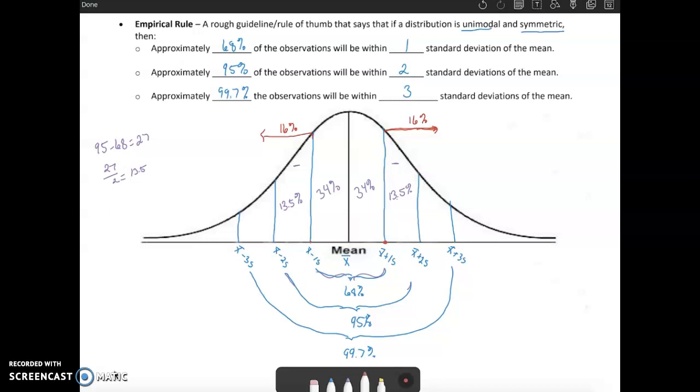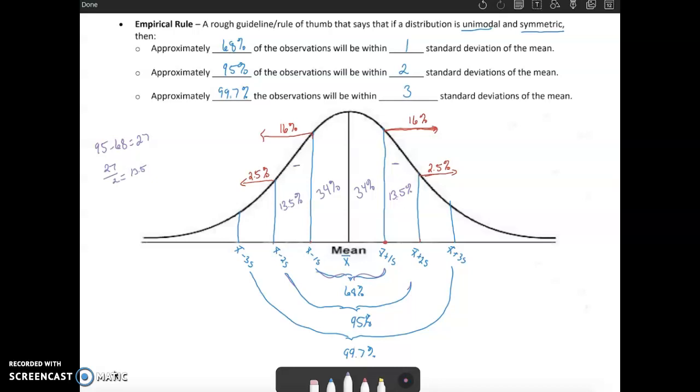And then again, we can look outward. If there are 95% between or within the 2 standard deviations, then how much is there outside of that? Well, if there's 95% inside, that means there's 5% outside, but that 5% is divided into 2 different areas. So there's 2.5% of data values above whatever this number is, and there's 2.5% of data values below whatever this data value is.